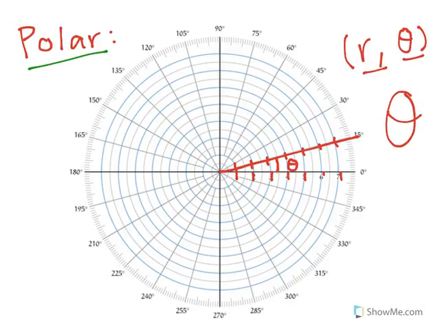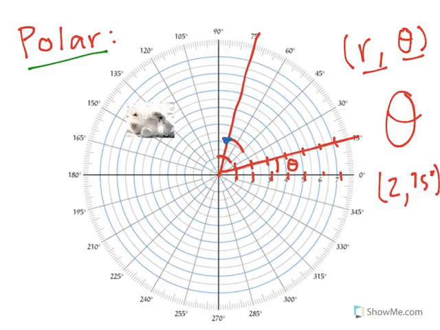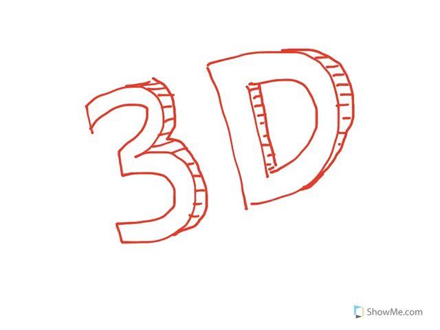For instance, let's say we've got a radius of 2 and an angle of 75 degrees. That point is, here's radius of 1, radius of 2, and 75 degrees. So that point would be right here. You can talk about any position on a polar grid, even where a polar bear is. So that was another 2D coordinate system.